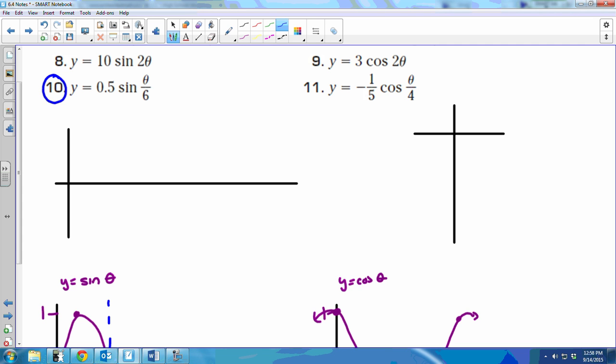All right. What's the amplitude? 0.5. That just means that when I label this, I'm going to have a half and negative 1/2. So I'm squishing it vertically, right? Making it shorter. How am I going to find the period?